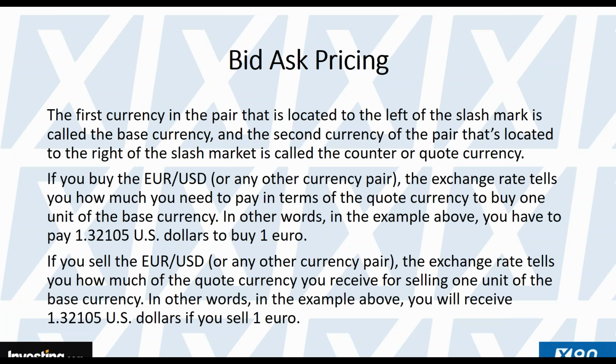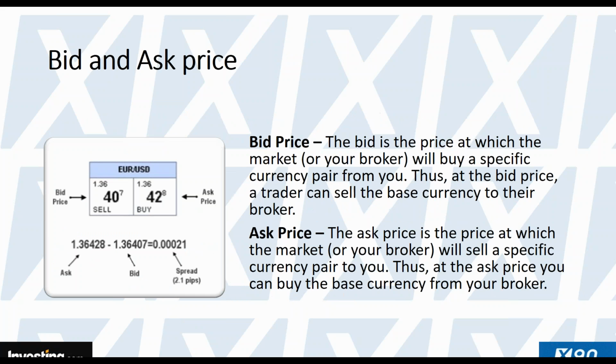And then we have the bid and the ask price, which is the spread. So in other words, you have the price on the left, which is the price that someone or your broker is willing to sell it to you for. So in this case, it was 136.407. See how many decimal points all the way over there?